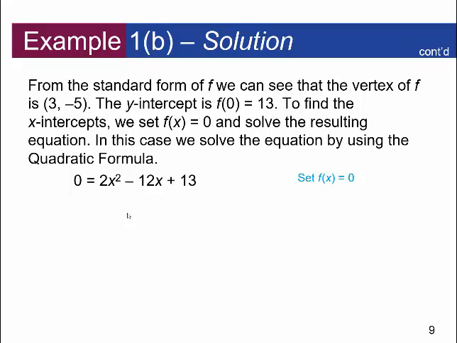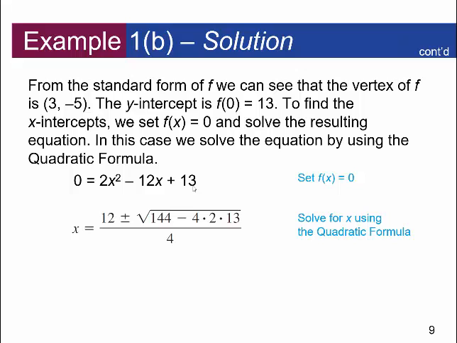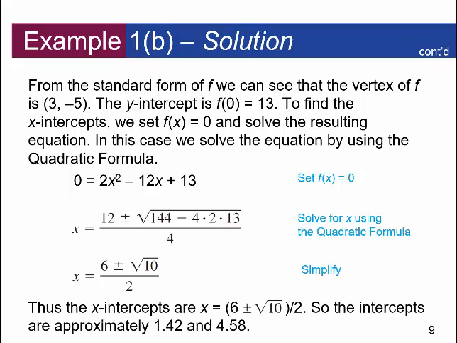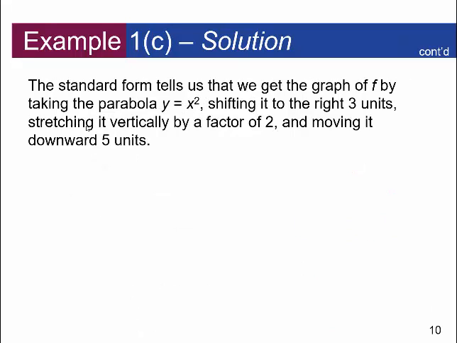In this case, we're going to solve the equation by using the quadratic formula. So this is my a, my b, my c. So plugging this into the quadratic formula, you end up getting the following, okay? So when you plug this into your calculator, the x-intercepts end up being roughly 1.42 and 4.58 respectively, okay? So now we're ready to graph this, okay?